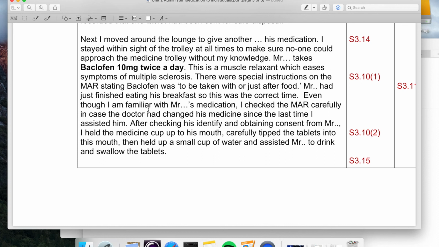Even though I'm familiar with Mr. So-and-so's medication, I checked the marksheet carefully in case the doctor had changed his medicine since the last time I assisted him. You can also add, after checking his identity and obtaining consent from Mr. So-and-so before administering his medication, I held the medicine cup to his mouth, carefully tipped the tablet into his mouth, then held a small cup of water and assisted Mr. So-and-so to drink and swallow the tablet.